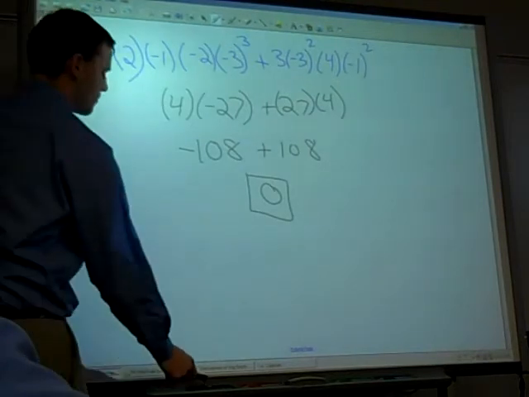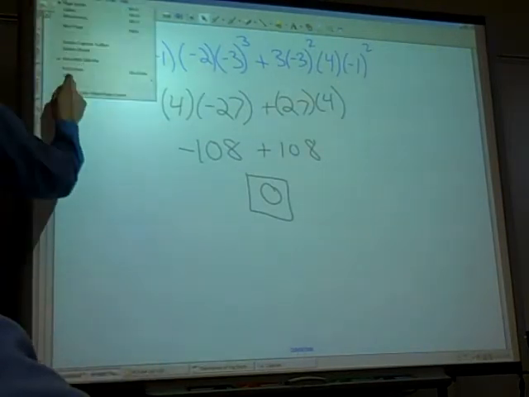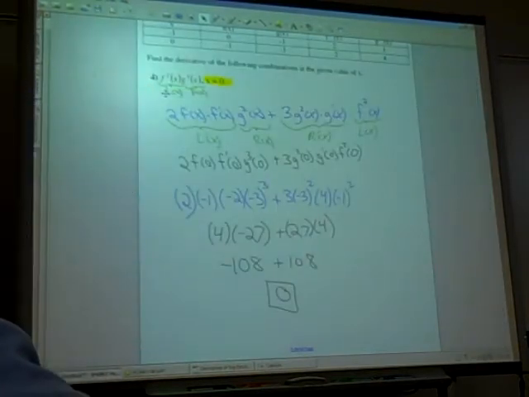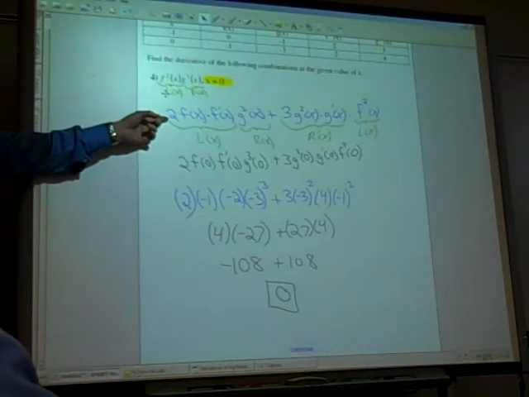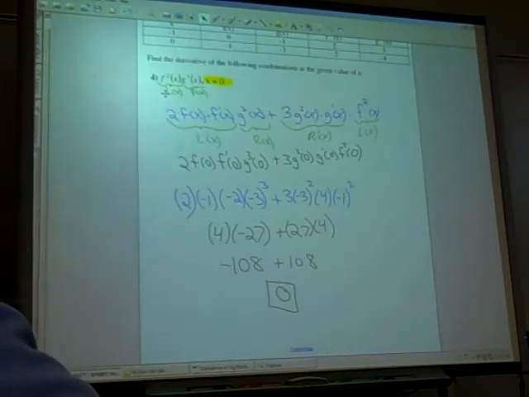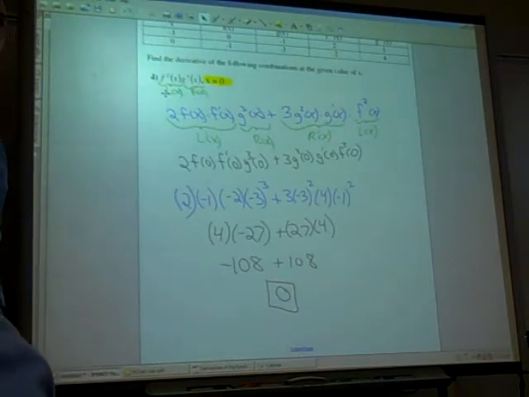And there's your answer. Okay, so looking at the whole problem, does anybody have any questions with how the chain rule worked here? All right, this is probably the hardest problem on the first page. So hope that makes sense.